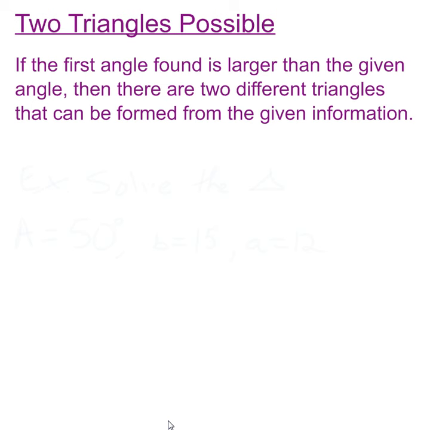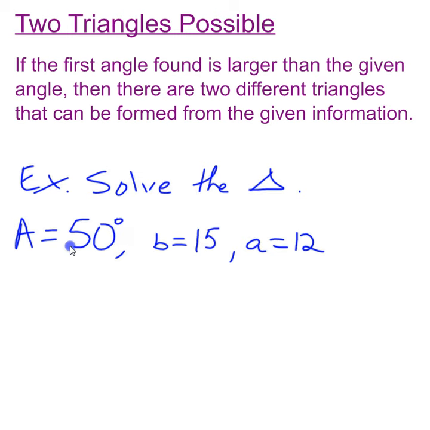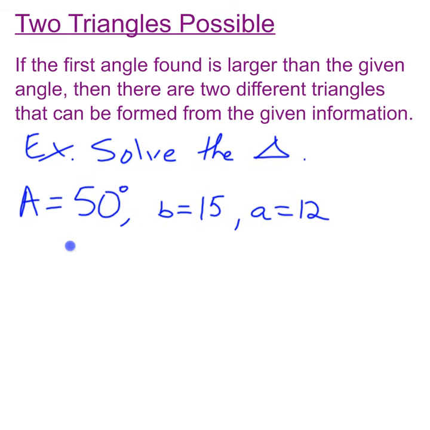All right. Let's take a look at an example where this is the case. Suppose I'm given this problem. It says solve the triangle, and I'm given that A equals 50 degrees, b equals a length of 15, and little a equals a length of 12.